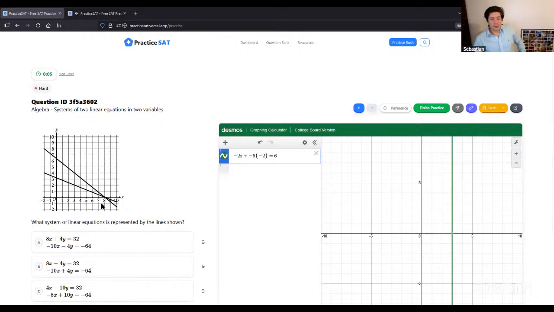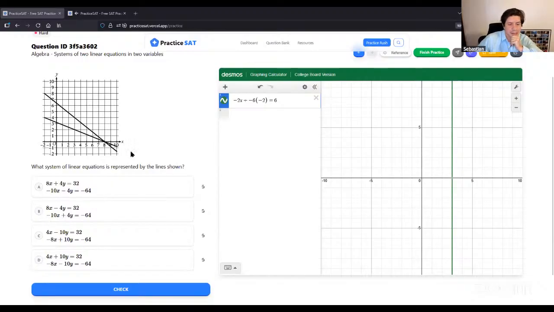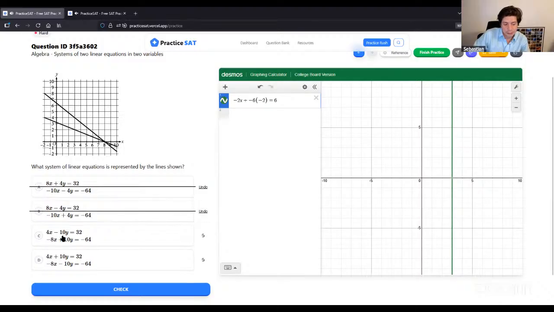What system of linear equations is represented by the lines shown? So you could plug these in and see. I'm not going to do that though. So we have these two. They don't have this here. So what would we do? What would we do? They both meet at 8 though. So x is 8. So when y is 0, x is 8. We could eliminate anything that doesn't do that. So when y is 0 here, x is 4, not it. When y is 0 here, x is 4, not it. When y is 0 here, x is 8, y is 0 here, x is 8 for the first equation.